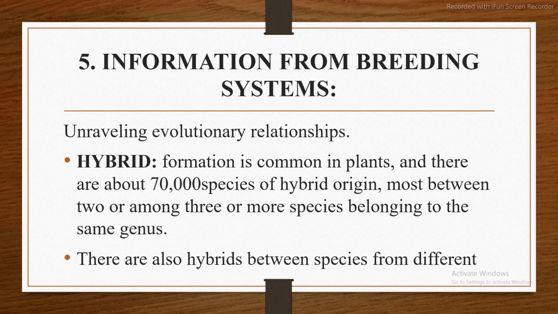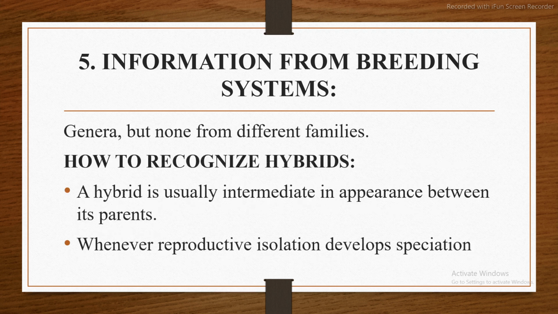Next I am going to discuss the hybrid. Formation is common in plants and there are about 70,000 species of hybrid origin, most between 2 or among 3 or more species belonging to the same genus. And there are also the hybrids between species from different genera but not from different families. So how to recognize the hybrids? This is the question. A hybrid is usually intermediate in appearance between its parents.